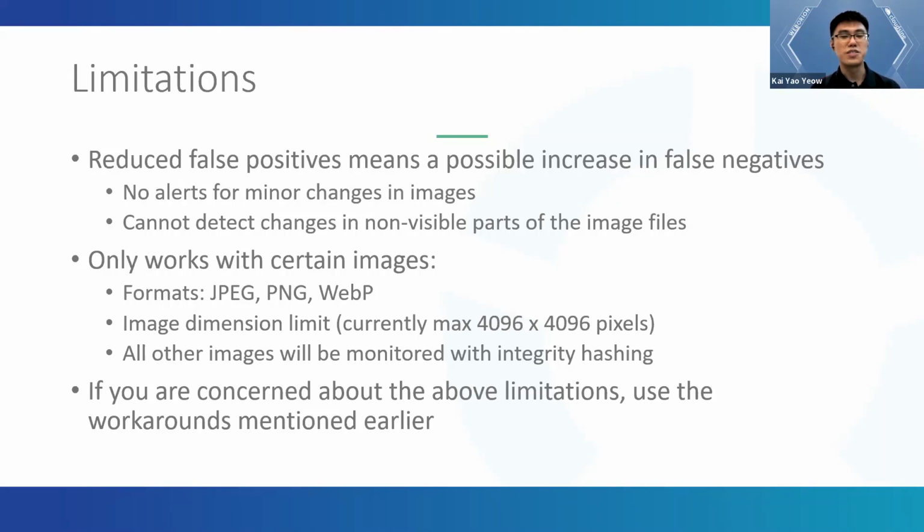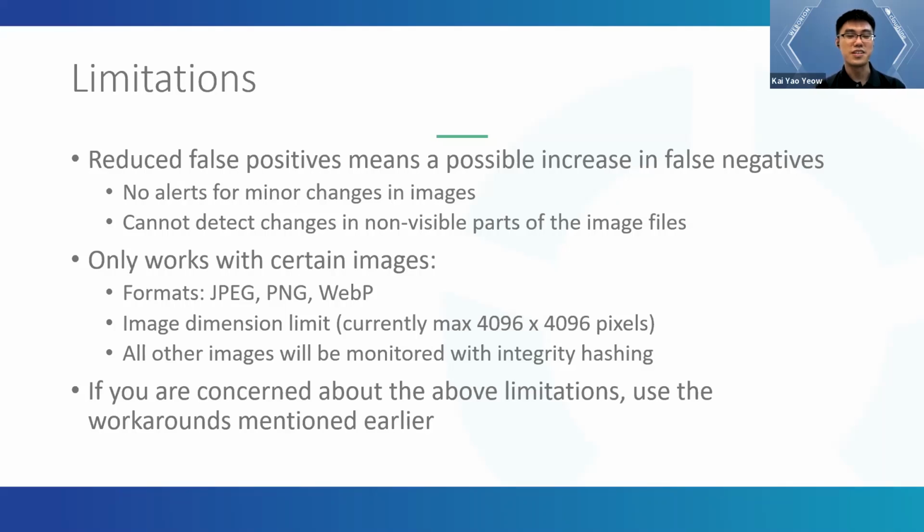Another thing to take note of is that there are non-visible parts of image files. For example, an image may have a comment field to store text, or if you take photos with your camera or your phone, they actually store the date that the photo was taken. These parts are not monitored by the Smart Image Hash feature because we look at how the image appears visually only. So if you're concerned about this, this is something to take note of.